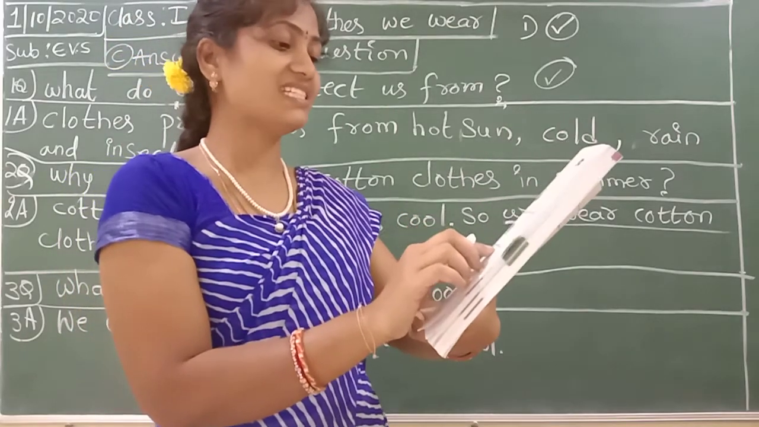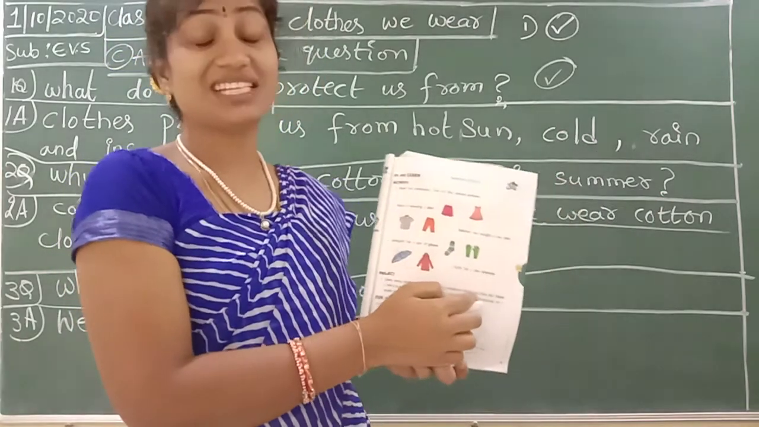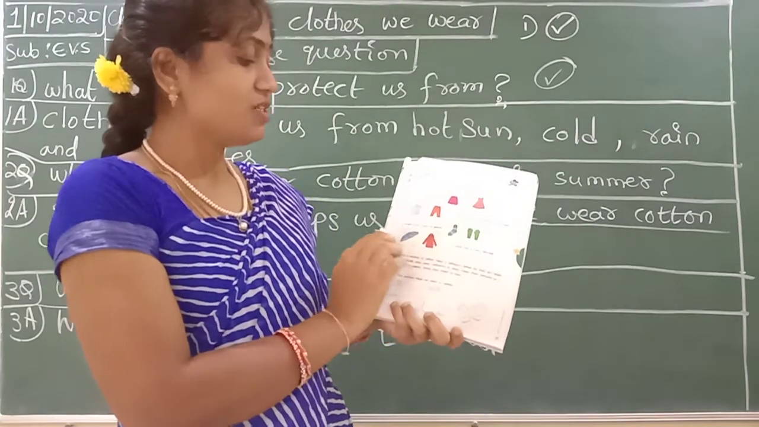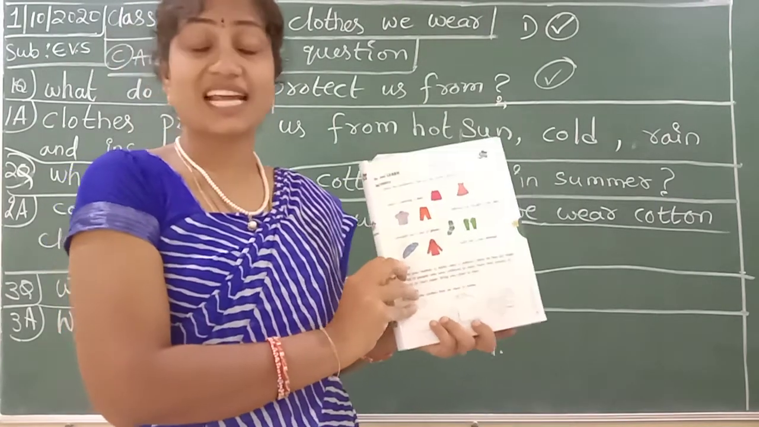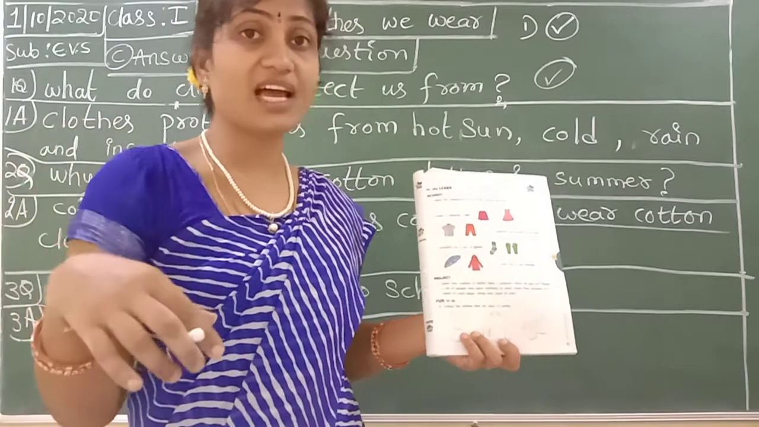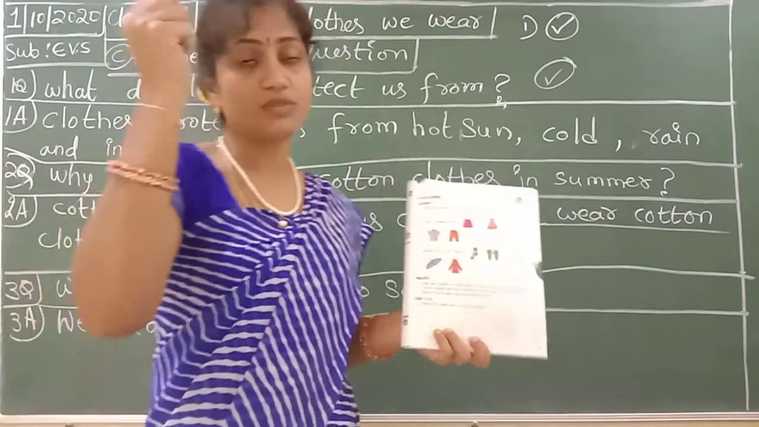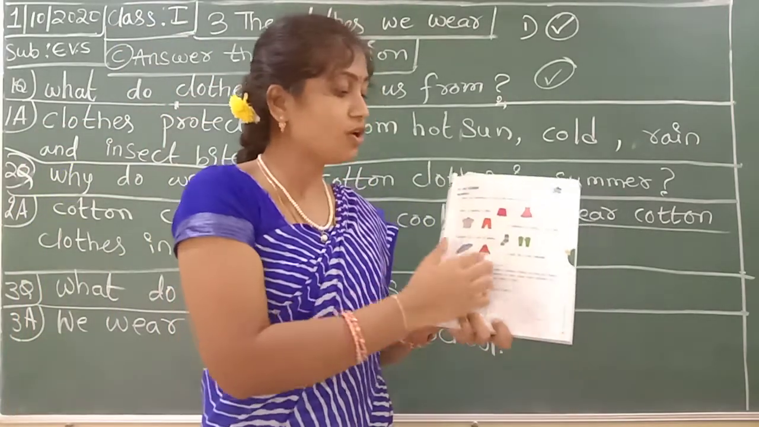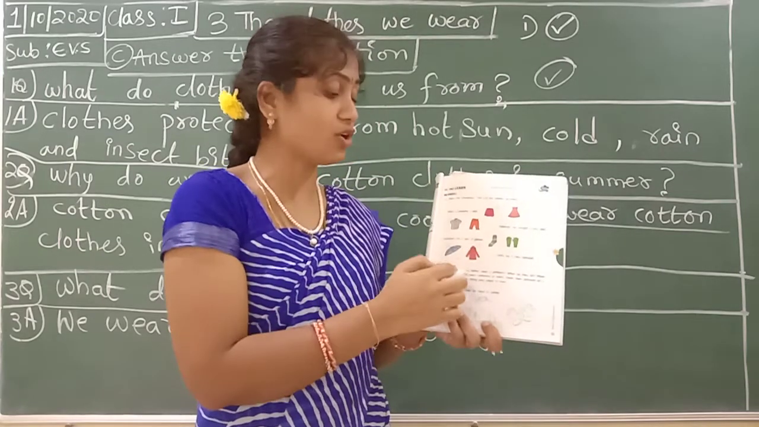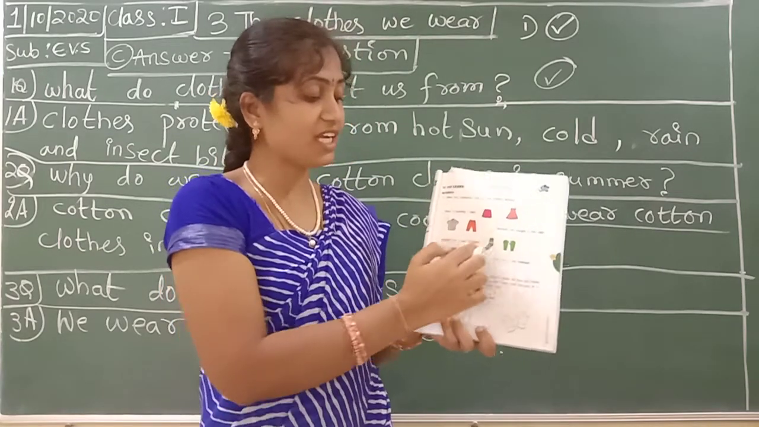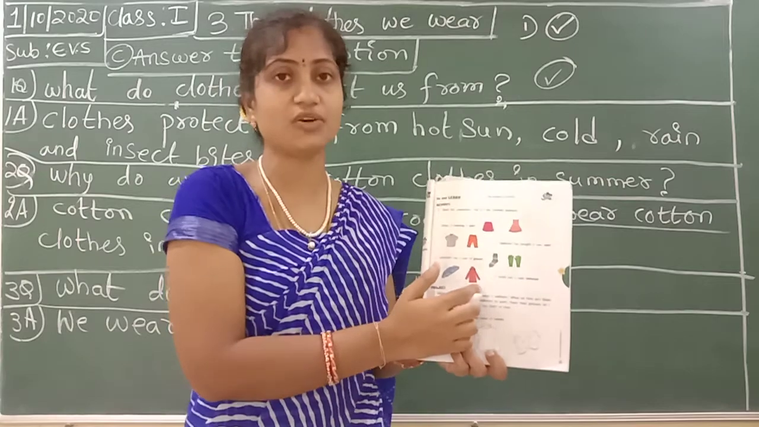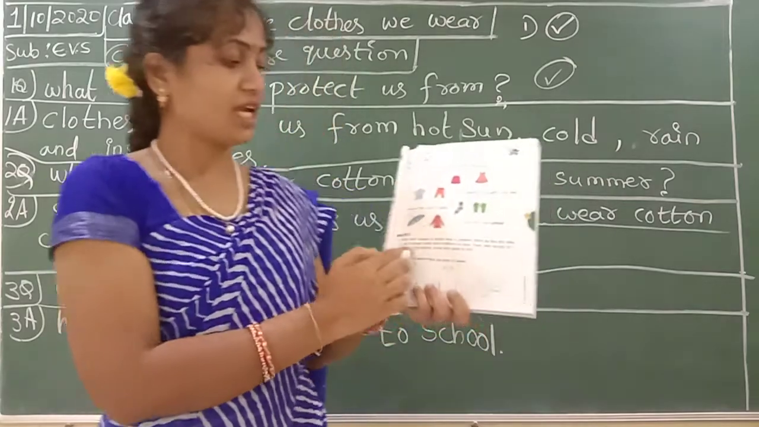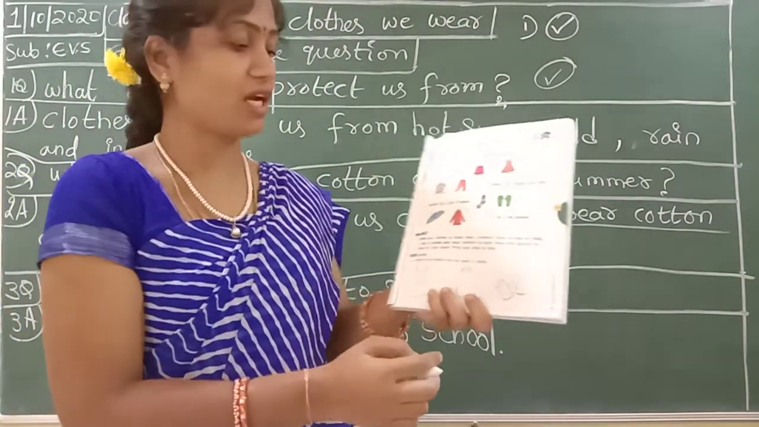Sujit has a new raincoat. See, children, it is raining means we have to wear the raincoat. Sometimes we are using umbrellas also. So here Sujit has a raincoat. So here you have to tick here only. This is umbrella, this is raincoat. Understand children? Okay. Here you have to keep the right mark.